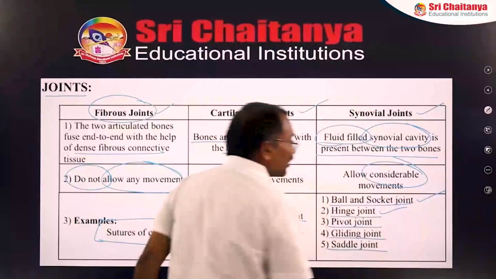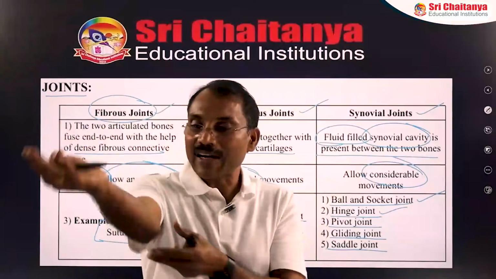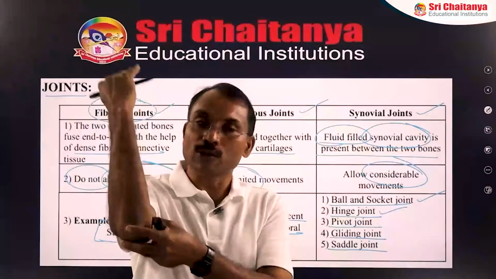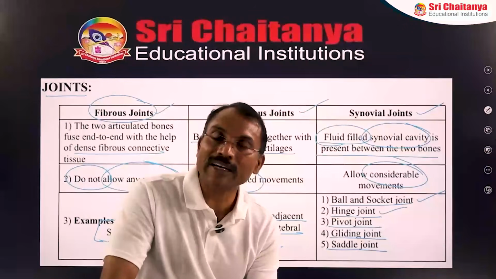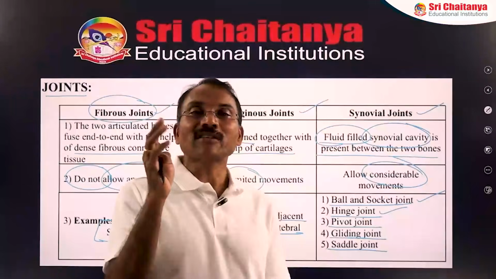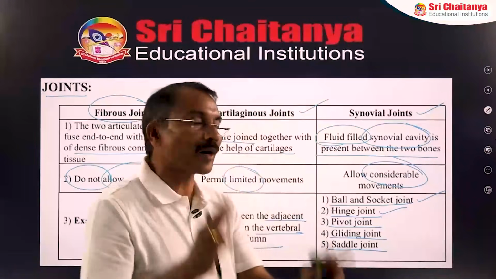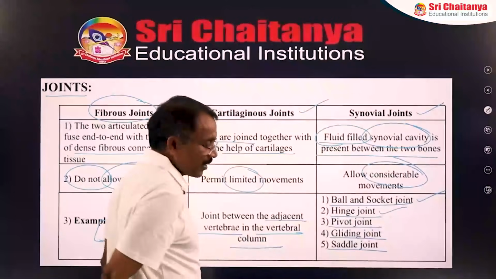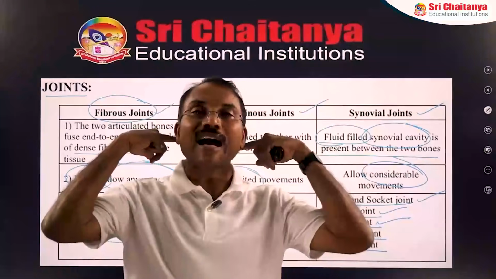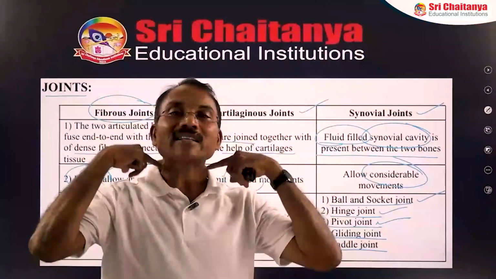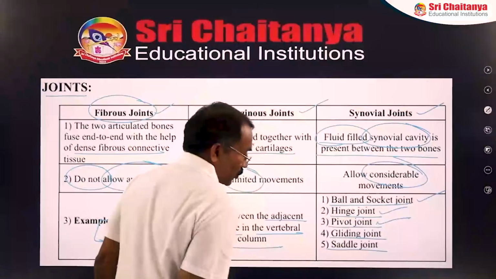Hinge joint. What are the examples of hinge joint? Hinge joints are seen at the elbow. The elbow joint is a hinge joint. Then the knee joint. The knee joint is also a type of hinge joint. Joints among phalanges also come under hinge joints. Pivot joint. Pivot joint lies between atlas and axis. So the atlantoaxial joint in our neck region comes under pivot joint.